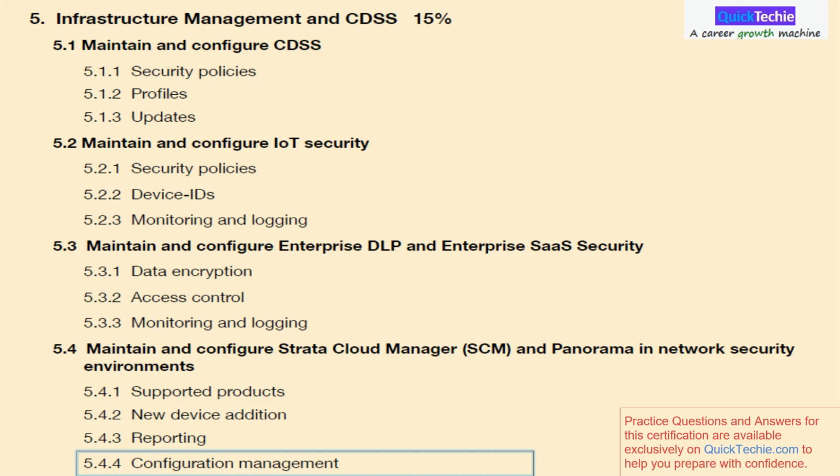5.4.4 Configuration Management. Explanation: centralized configuration management allows administrators to create, deploy, and maintain consistent configurations across multiple devices. This includes managing device groups, templates, and shared policy objects. Scenario: you need to update the URL filtering profile to block a new category of websites across all your organization's firewalls. Using Panorama or SCM, you would modify the shared URL filtering profile in a template, and then push this change to all managed firewalls simultaneously, ensuring consistent policy enforcement.